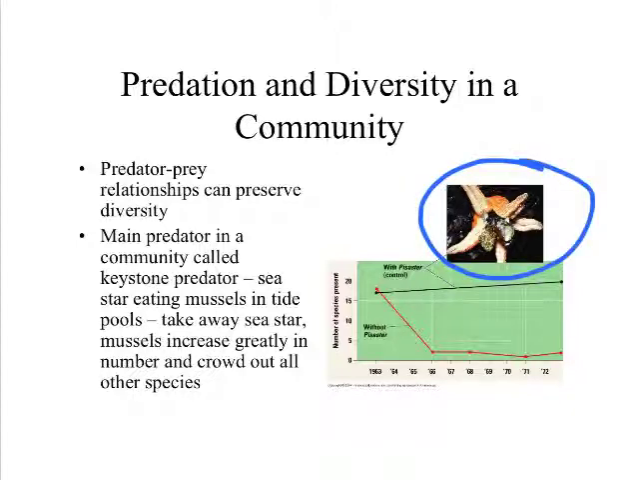If we take a look at the number of different types of species present in that whole community, with the sea star it's pretty stable. If you take the mussel-eating sea star away, then we don't get as much diversity. The mussels start to take over, crowding everybody else out, and we don't get much diversity. So predator-prey relationships are actually a good thing in nature.